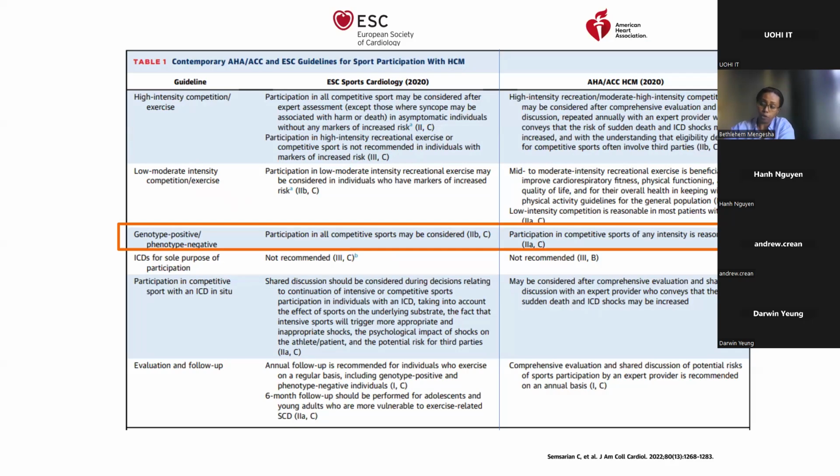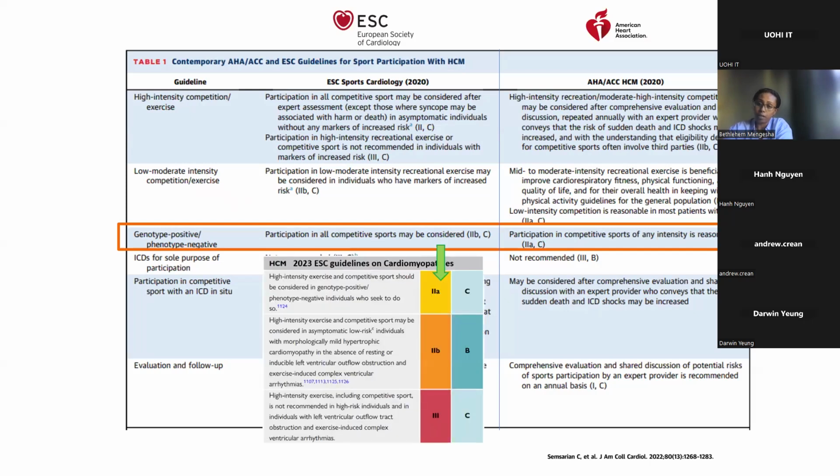For genotype positive and phenotype negative patients, such as the previous case, the European guidelines used to be more conservative in terms of competitive sports, but in a more recent guideline, they give a 2A recommendation, similar to the American guidelines. So if HCM patients are interested in engaging in moderate to high intensity activities, it's best to refer patients to an HCM expert center. And also this has to be a shared discussion with the patients.